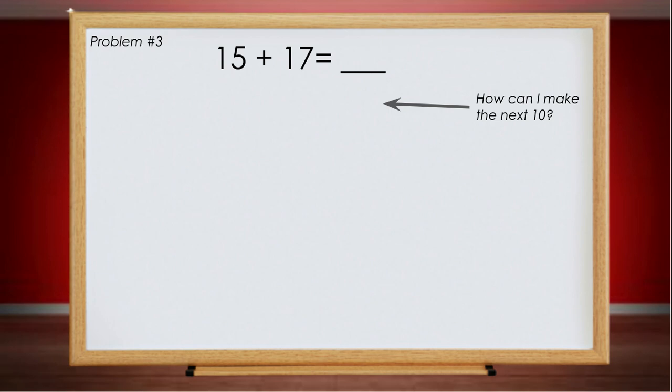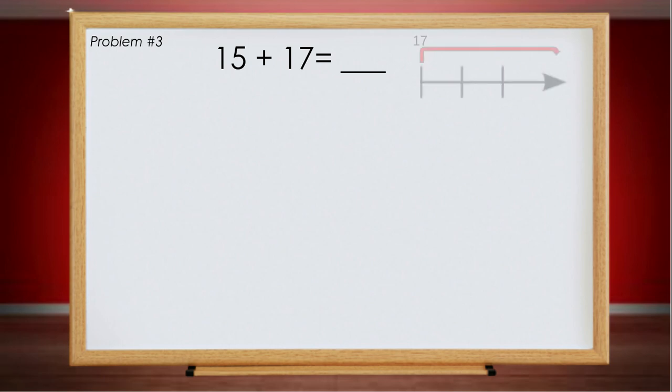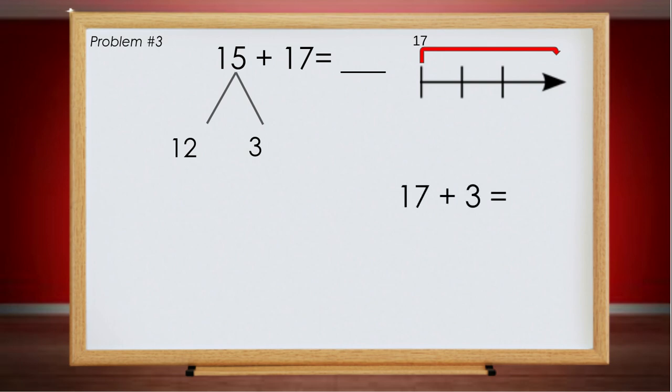And the bigger number over here is the number 17. So I'm going to use the number 17. How many more do we need to make it to the next 10? That's right. We need 1, 2, 3 more, which I'm going to have to take from the 15. So breaking the 15 is going to get us to 3 and 12. Okay, so you know the next step. Now I'm ready to make the next 10, which is 17 plus 3 equals 20.